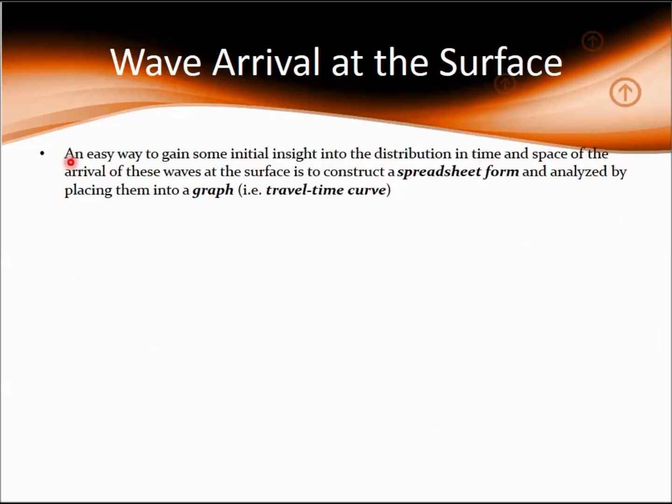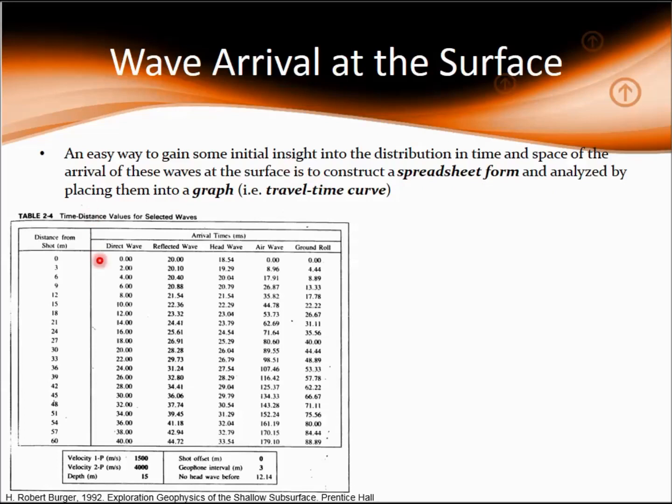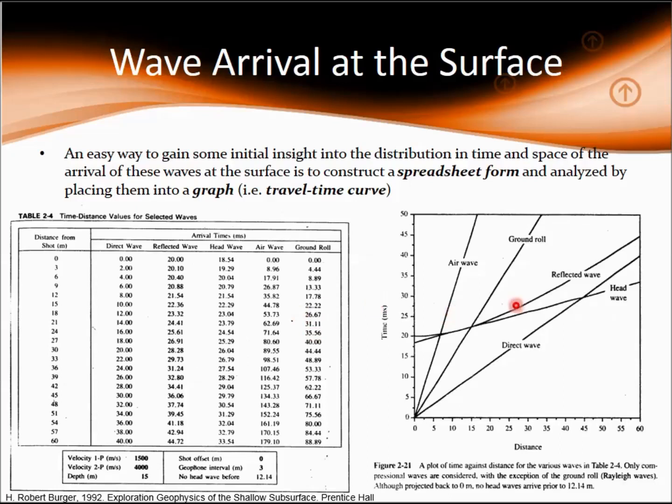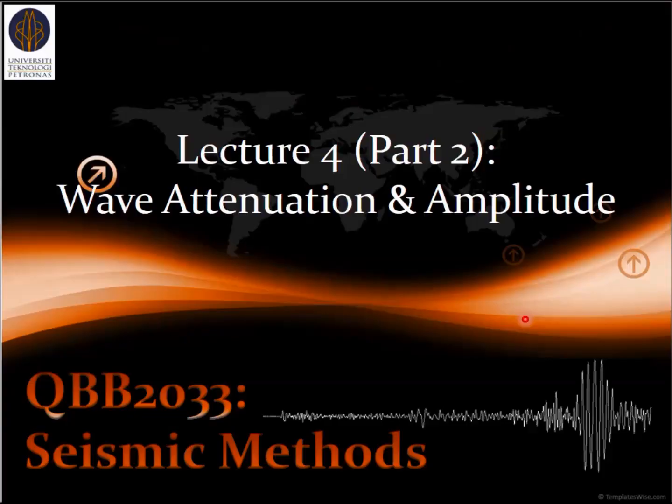So moving on, an easy way to gain some initial insight into the distribution in time-space of the arrival of these waves at the surface is to construct a spreadsheet and analyze them by placing them into a graph. This is what I'm going to explain during the lab, so you don't have to worry. This is actually how we're going to conduct the lab, where you need to take all the necessary information and plot it into a graph.